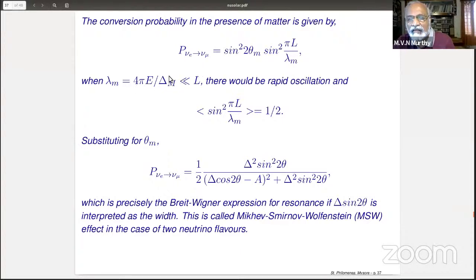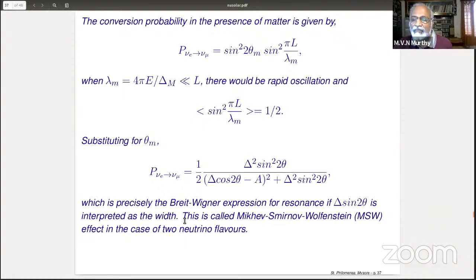And if it is a rapid oscillation, then when we put together all the neutrinos coming from this extended source, this sine squared averages to half. When there are rapid oscillations and too many oscillations contained in this L, then it averages to half. And if you put that half here, this becomes the probability. Some of you may be familiar, this is called the Breit-Wigner expression for resonance if delta sin 2 theta is interpreted as the width. Now here I have put delta squared correctly.